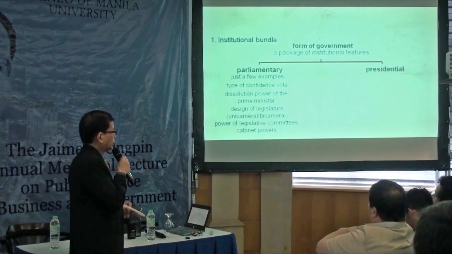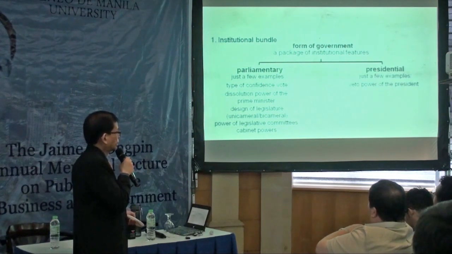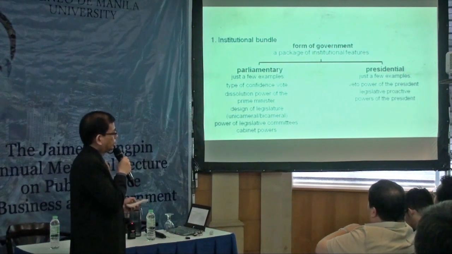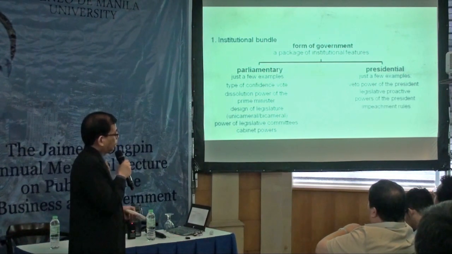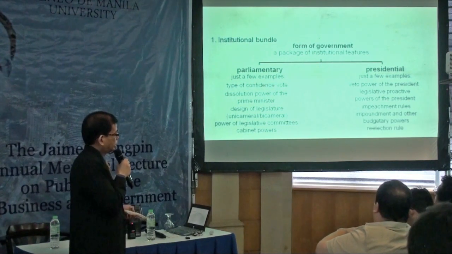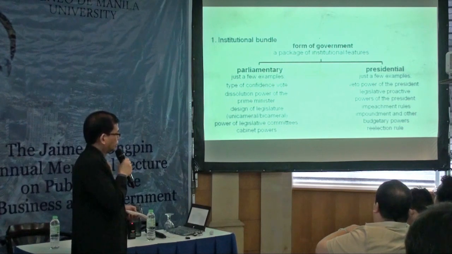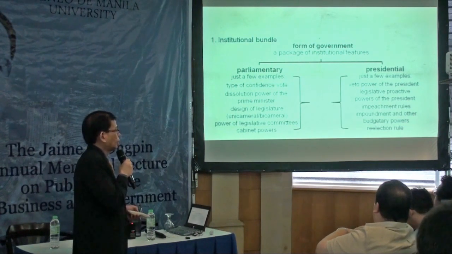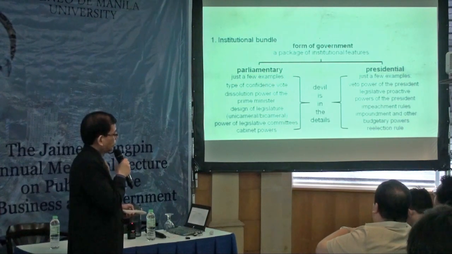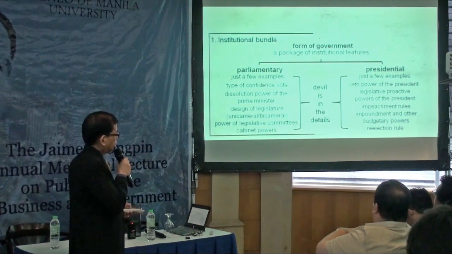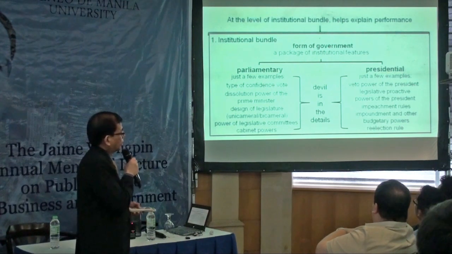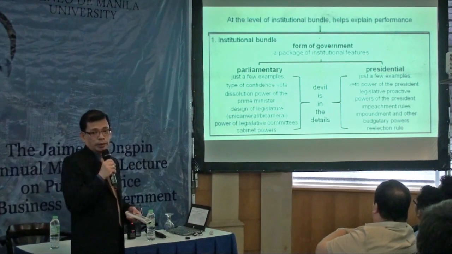Same thing with presidential. Again, just a few examples. The performance would depend on veto power of the president, legislative proactive powers of the president, impeachment rules, impoundment and other budgetary powers, or re-election rule. And again, the same principle is that the performance would depend on the details of the institutional features there. So we have this devil is in the details. Same thing, at the level of institutional bundle, this insight helps explain performance.